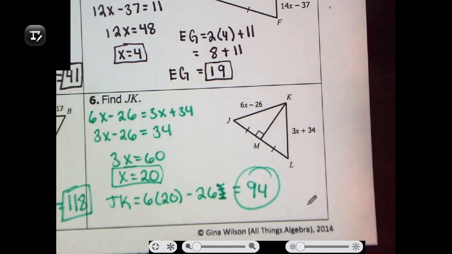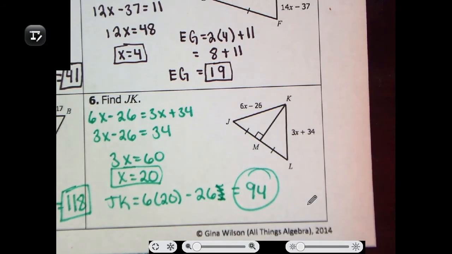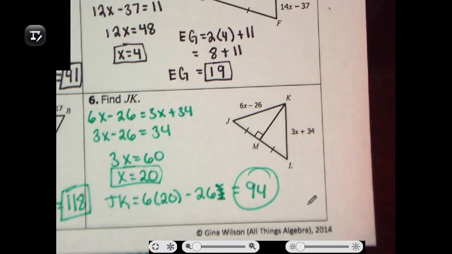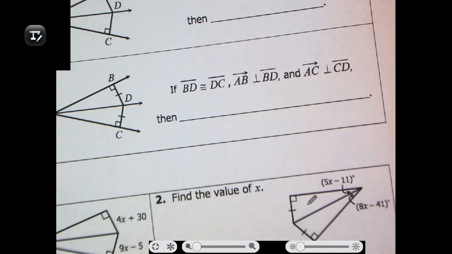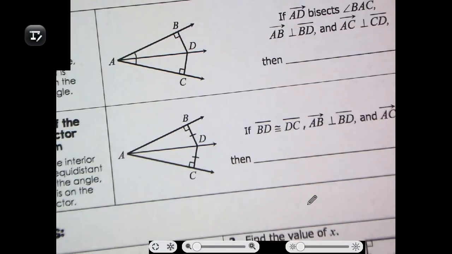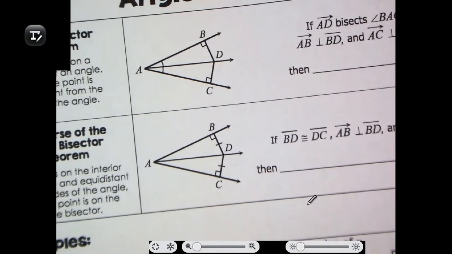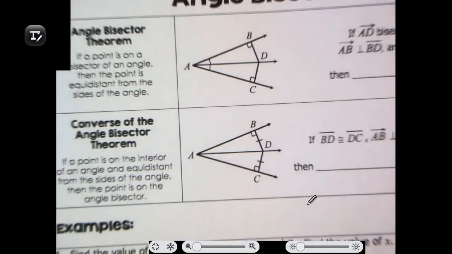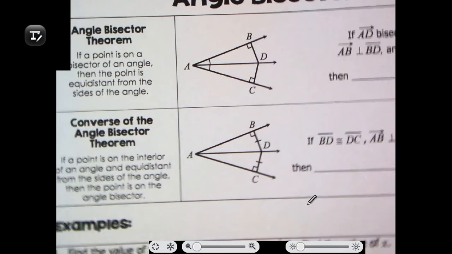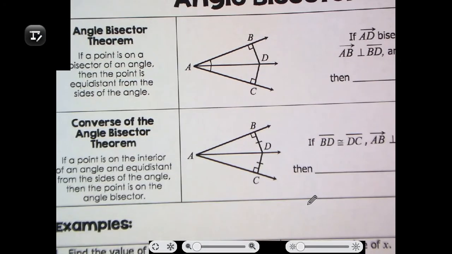So it's actually going to be very, very similar to perpendicular bisectors. If you go to the back here, the paper looks very similar, but now we're going to be talking about angle bisectors. So when we chop an angle in half, that's what a bisector is. Let's take a look up top at our theorems right here: the angle bisector theorem, and then the converse of the angle bisector theorem.